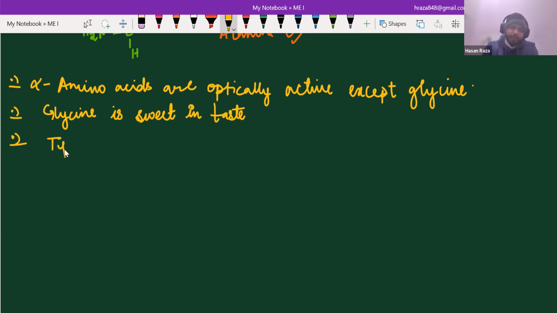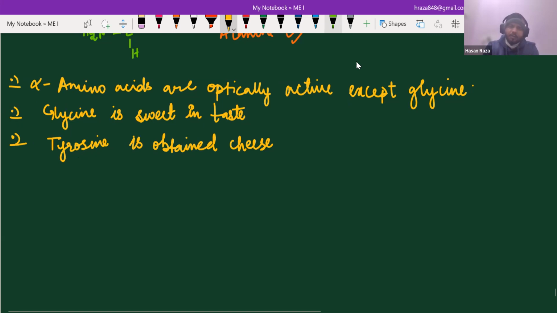Next point, it is about tyrosine. Tyrosine is obtained from cheese. Tyros means basically cheese. So tyrosine is obtained from cheese. Please do write up to this. Then we are going to start the next topic, which is protein. Please do write it.